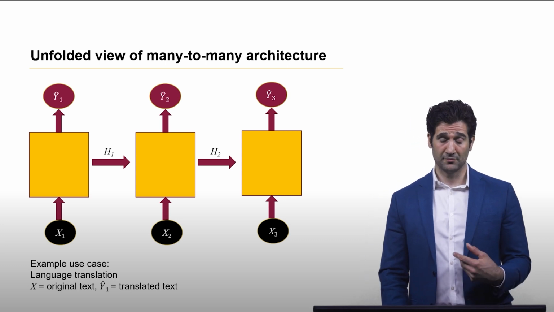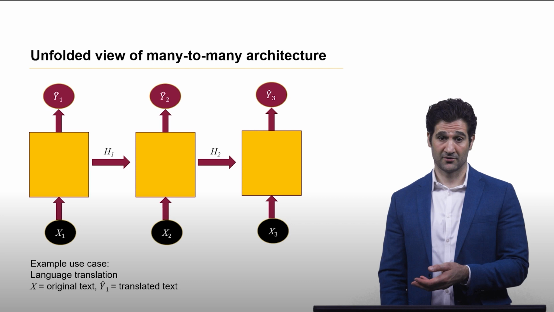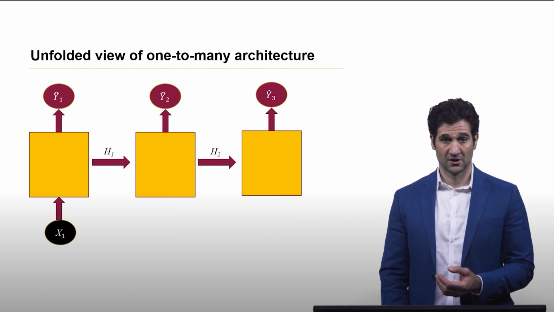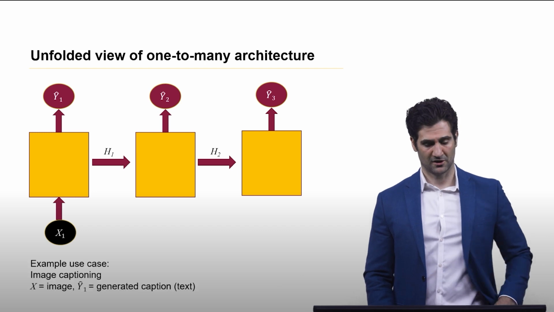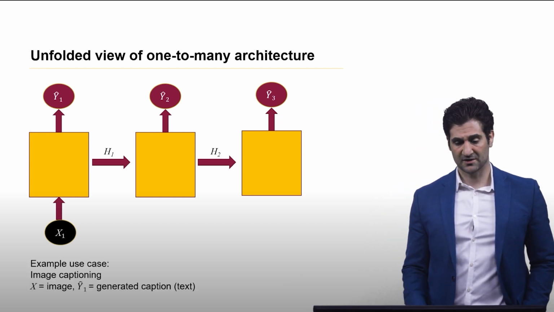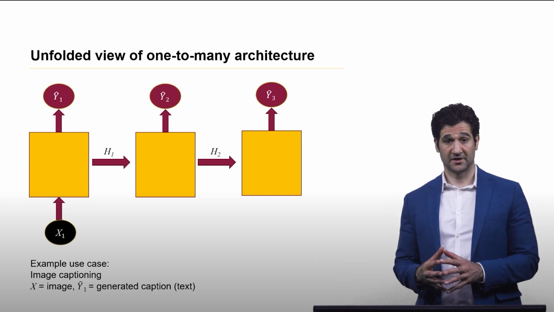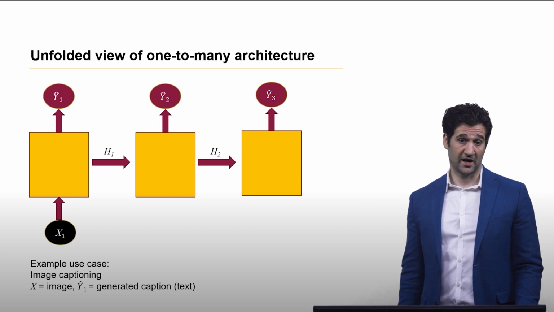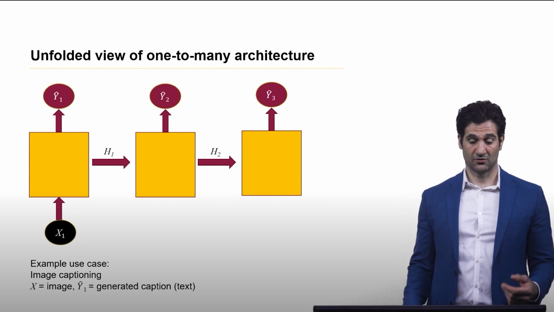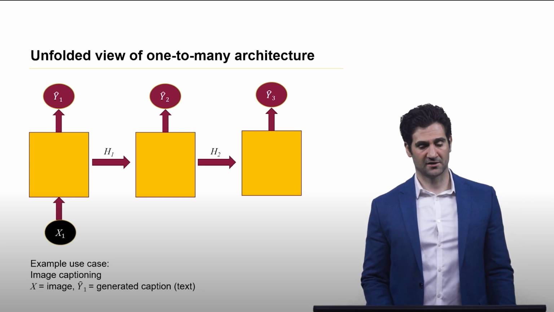But you may not always want to have many outputs for the number of inputs. You may want to go from a one-to-many architecture. And this case might be something like image captioning, where you have a single image, but then the output will be multiple words to caption that image. And this is a great example of where you would have a one-to-many kind of architecture.